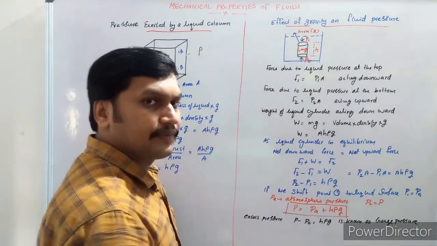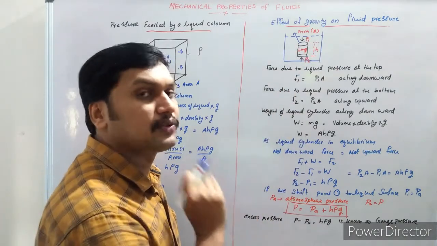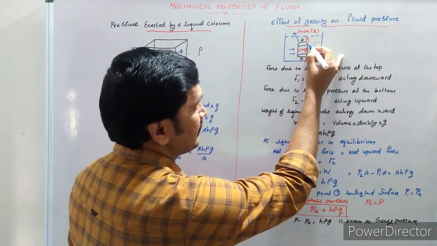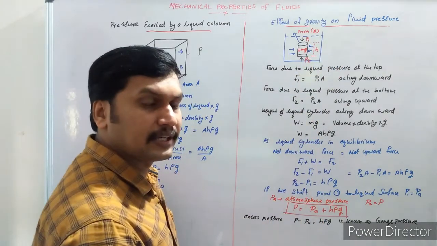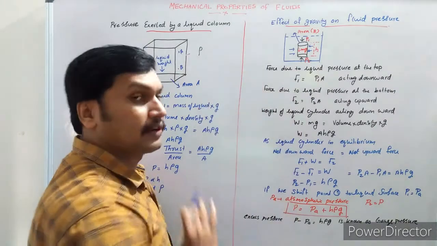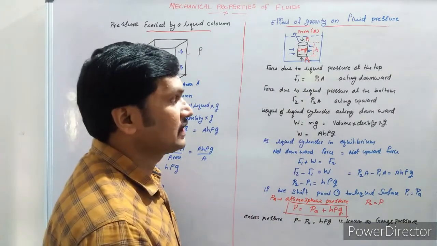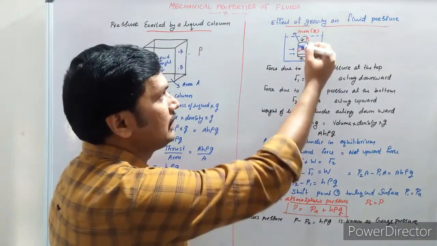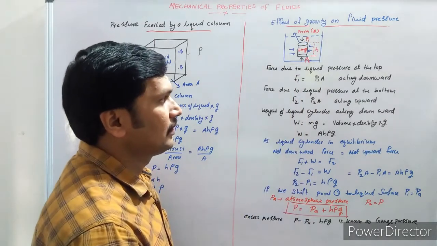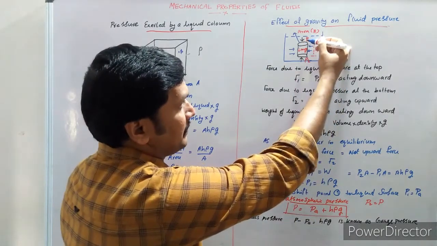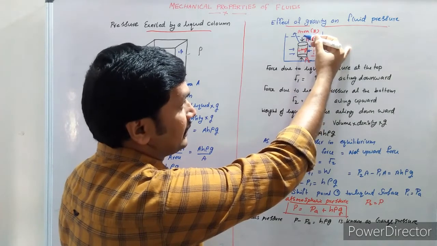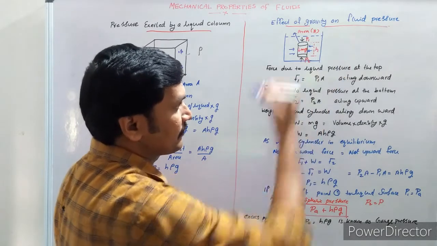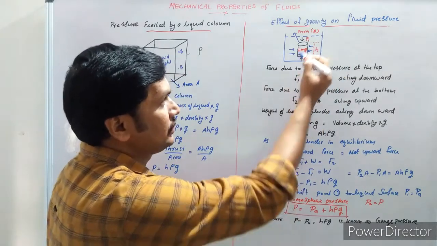In the horizontal direction, as the liquid is at rest, the total force should be 0. Actually, on the cylinder, in the horizontal direction, the pressure is acting. But as the liquid is at rest, this element is not in motion, so the total horizontal force acting on this cylindrical element is 0. Here a pressure P1 is acting on this face in the downward direction and a pressure P2 is acting on this face. Now let us calculate the force due to this pressure.